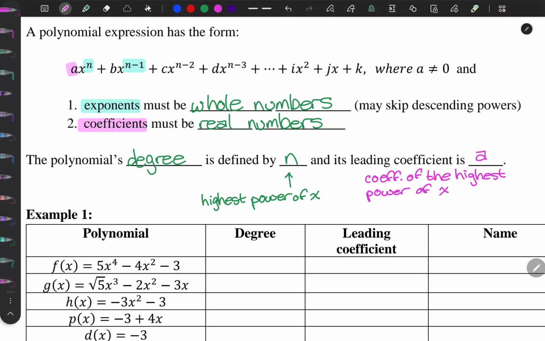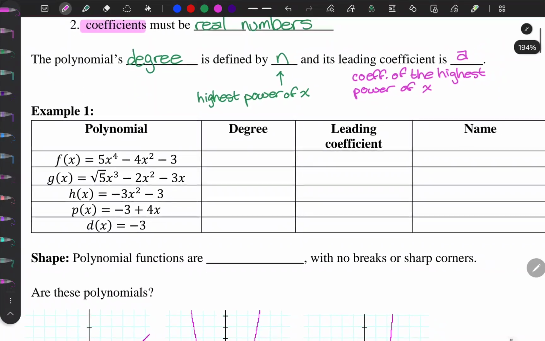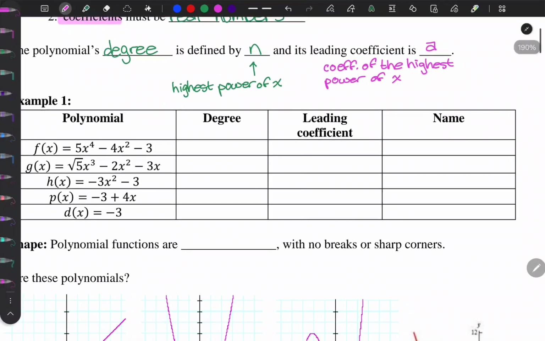Let's look at some example polynomials and let's just practice finding the degree and the leading coefficient. So we'll take a look at example 1. And let's start by looking for the term that has the highest power on x. For f of x, that is 5x to the power of 4. That gives us a degree of 4 based off the power on the x and a leading coefficient of 5. If we want to name this, when we have something to the power of 4, we usually just use the general term polynomial.